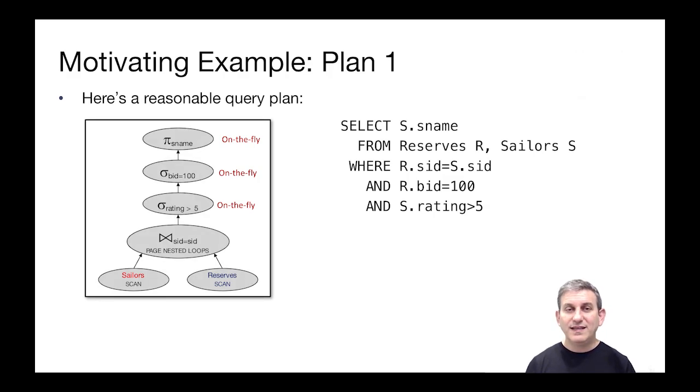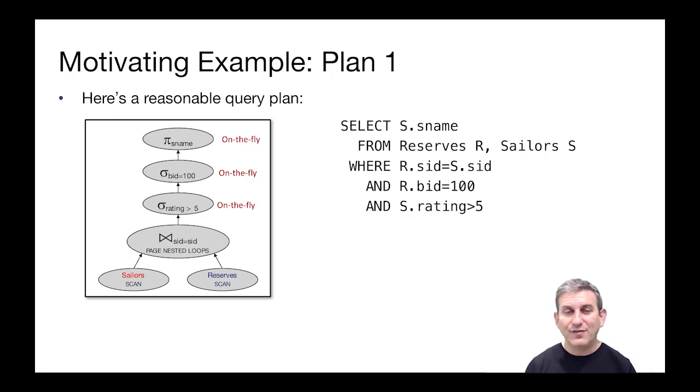So here's a motivating example. The first plan we're going to look at for this query, which joins reserves and sailors, selecting to bid equals 100 and rating equals 5. The first plan is on the left here. It's a page-nested loops join of sailors and reserves, and the selections and projections are being applied on the fly in a streaming fashion to the outputs of the join.